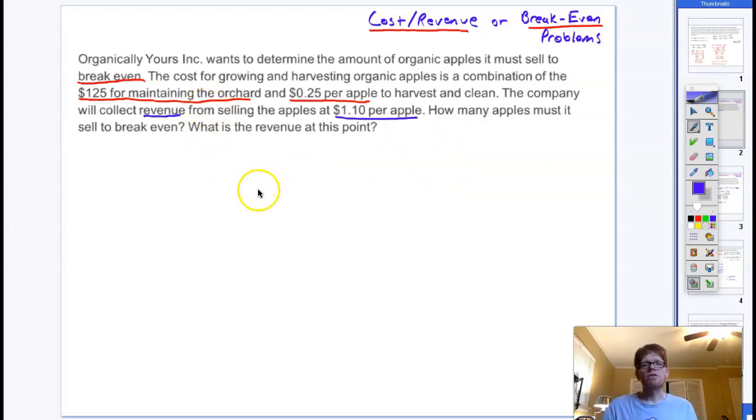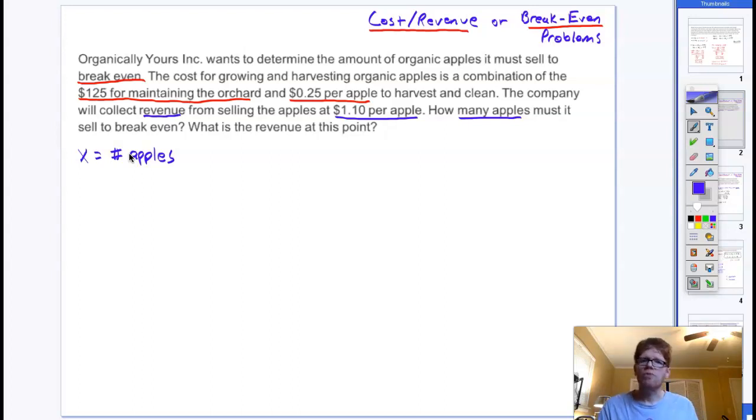So again, we're looking for this break-even point. So let's first off consider what our variable is going to be. In this case, we're going to make x equal to the number of apples we need to sell, because that's what we want to know. How many apples must we sell? So x is equal to the number of apples. And now, in order to solve a system of equations, we need more than one equation. That's why it's called a system. So we need to come up with two equations.